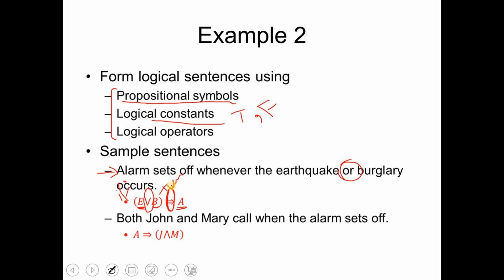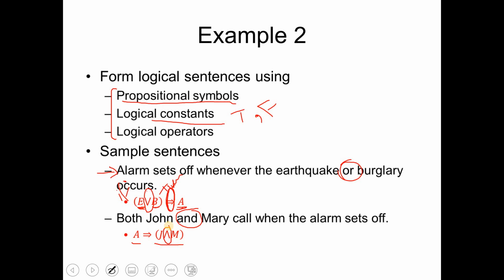Then the next sentence: both John and Mary call when the alarm sets off. So when the alarm sets off, that is the starting point. That's the trigger, the starting event. So the starting event occurs. Then in that case, A implies J and M, John and Mary. So here in English you have and, and the same and comes over here as the operator. So be careful. This was the second sentence. I hope it's very simple, very clear.